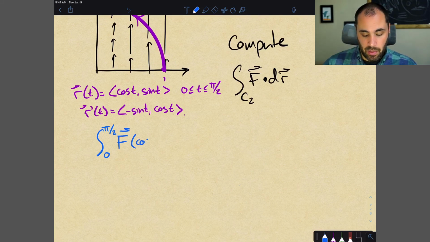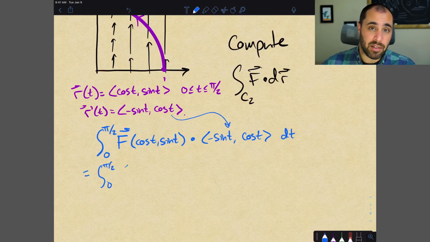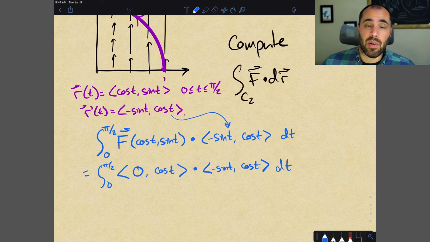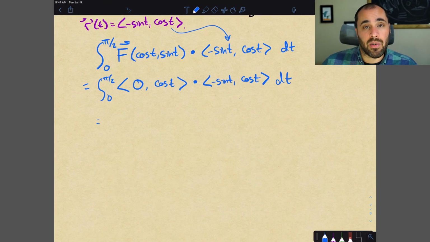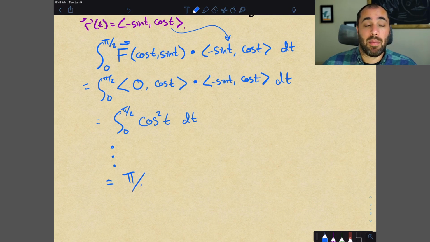And plugging that in, we need our vector field f evaluated at (cosine t, sine t). We'll dot that with the derivative function, (-sine t, cosine t). That's the derivative of the parameterization. And the vector field evaluated along this parameterization should give us (0, cosine t). Take the dot product to get cosine squared t. You learned 3 different ways to do this integral in your Calc 2 class. However you do it, you'll find that the answer is pi over 4.